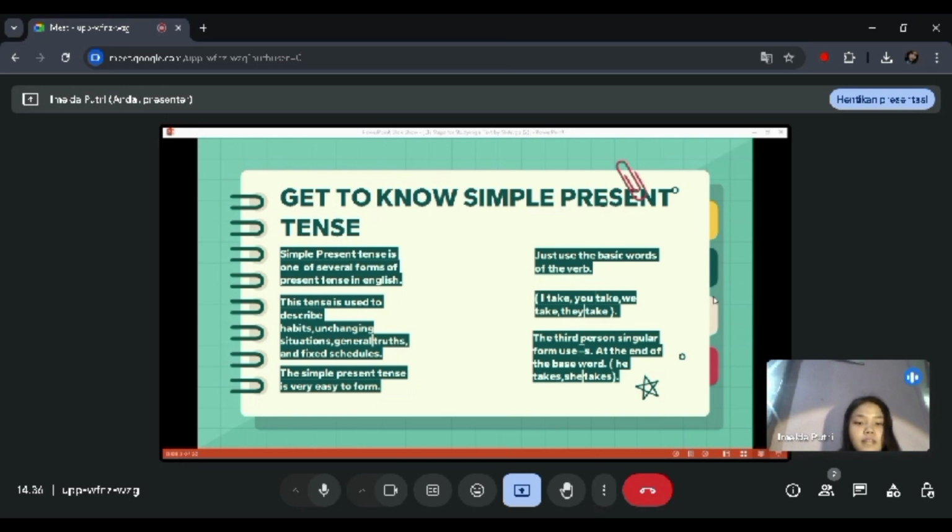For example: I take, you take, we take, they take. For the third person singular, an s is added at the end of the base word. Example: he works, she takes, he takes, and she takes.